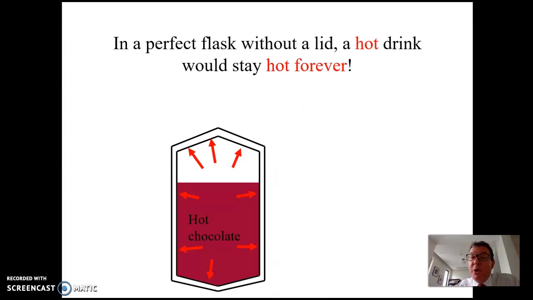So that means if you could make a perfect flask, so if it didn't have a lid, and if the vacuum was a perfect vacuum, and if it was perfectly shiny, the hot drink would stay hot forever because the heat wouldn't escape.